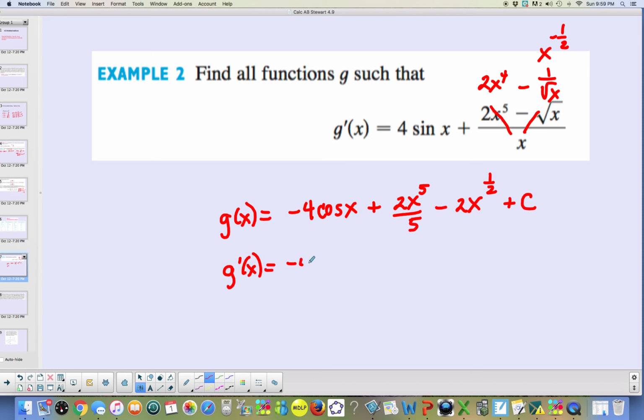So this is -4, and the derivative of cosine is negative sine of x, plus 5 times 2x to the 4th over 5, minus 2, and I'm going to bring this down, power rule, 1/2 x to the -1/2 power, and then the derivative of plus c is 0. So you can see I do get back to what I originally had.